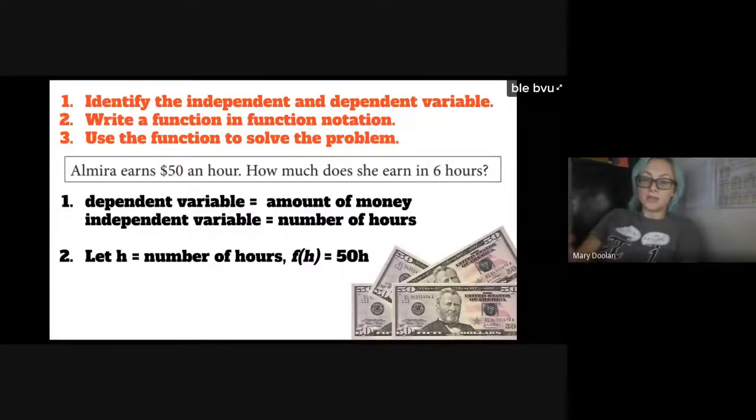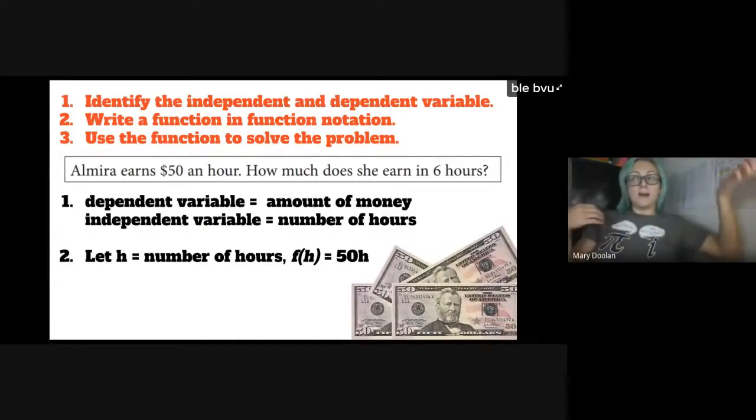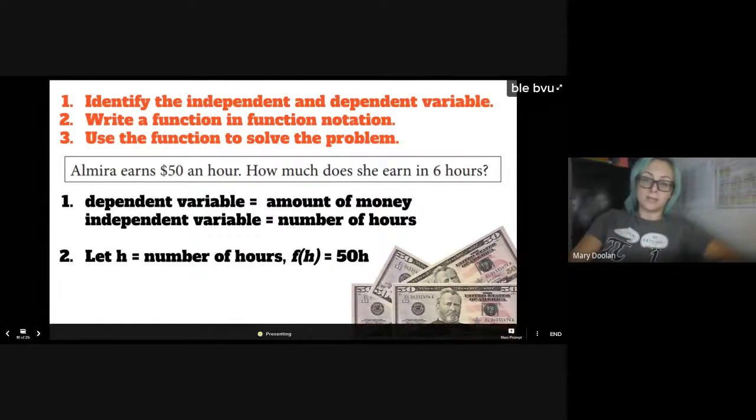So f of h, or f of x, in this case it's h, equals, well, I have to multiply the amount of money with the number of hours worked. So I've taken a situation and turned it into a function where now this will work for whatever amount of hours that I'm given. I can put it into the function and find out how much money that I'm making. And so in this specific case, we want to know for 6 hours.